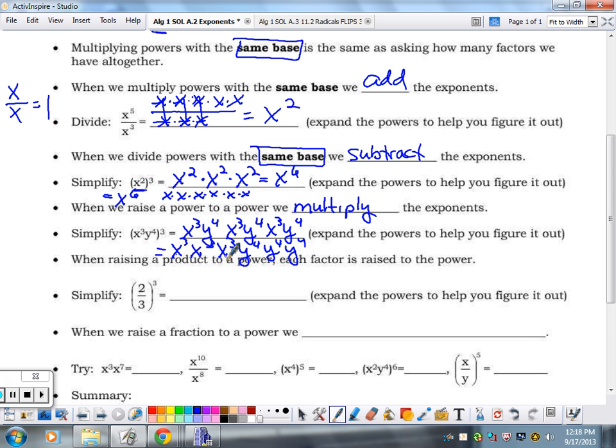How many factors of x do I have? I have x to the 3rd times x to the 3rd times x to the 3rd. How many factors of x do I have? 9. And now I've got y to the 4th times y to the 4th times y to the 4th. How many factors of y? 12 of them. Let's look a little closer here. This x to the 3rd, y to the 4th, to the 3rd power became x to the 9, y to the 12. So we kind of see what we did here.